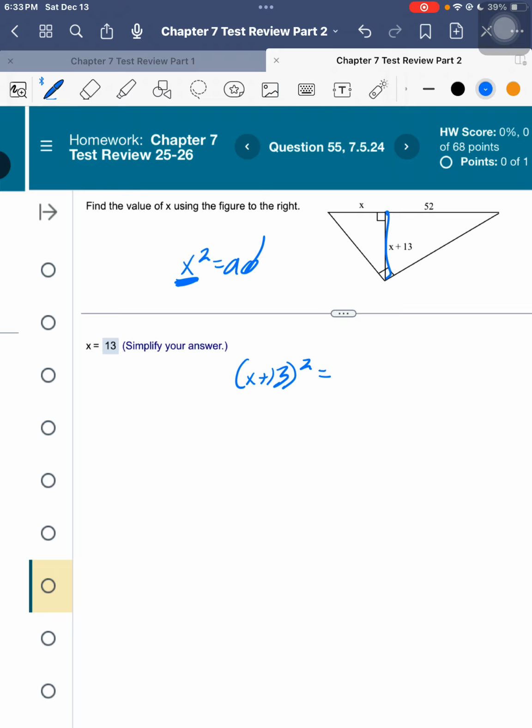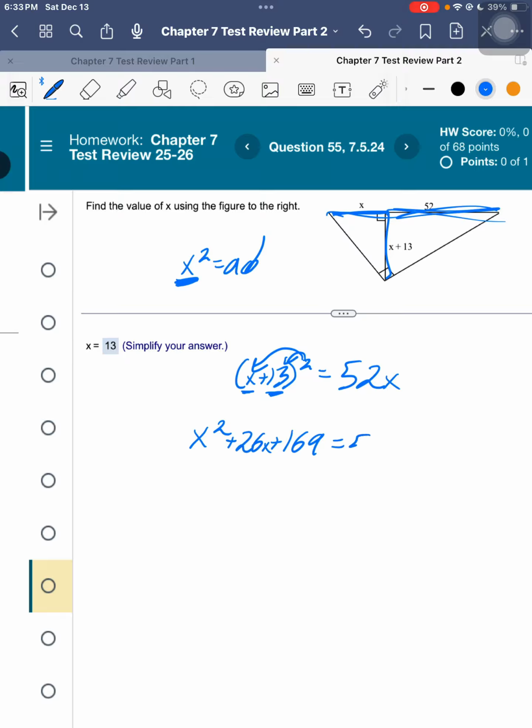when my geometric mean is on my altitude, my a and b are the two segments of the hypotenuse that were cut by the altitude. So I have 52 times x, so 52x. Now let's do our trick to solve this. What's x squared? X squared. What's 13 squared? Positive 169. What's x times 13 times 2?